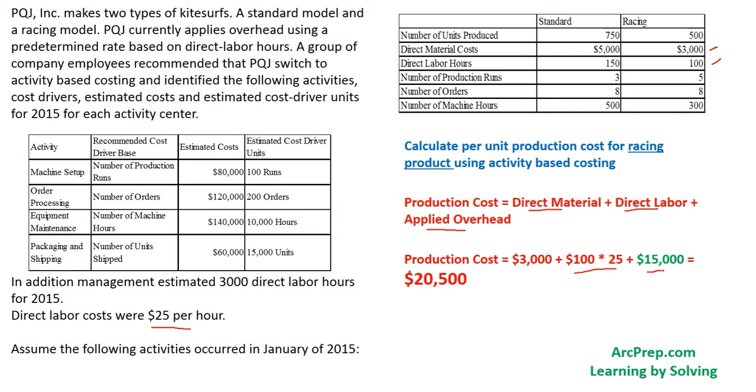and we calculated $15,000 total overhead for the racing model. So our production cost for 500 units turns out to be $20,500. Per unit cost calculation after that becomes really easy. It is the total production of 500 units cost us $20,500. We divide it by 500 units and we get $41 production cost per unit. Now we have calculated using activity-based costing our total product cost.